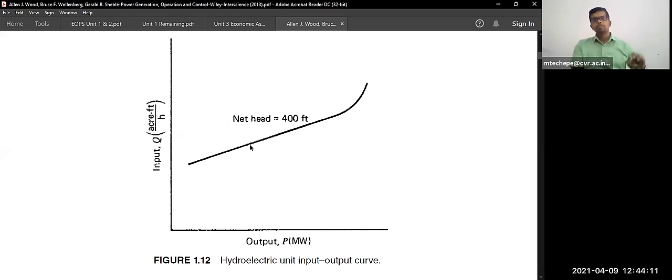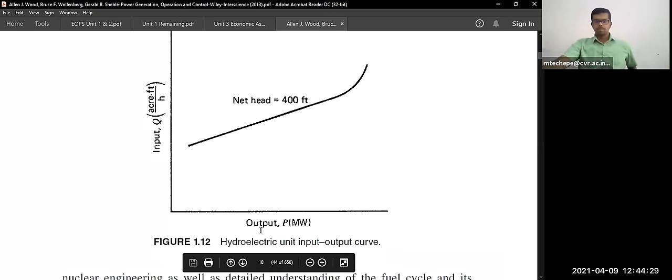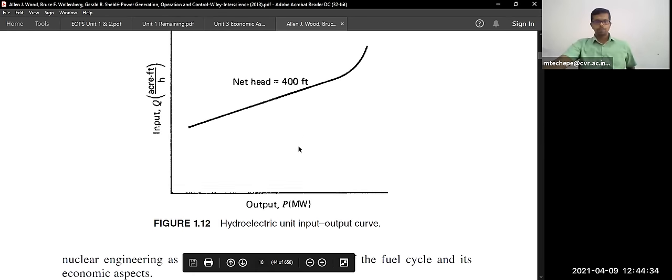It depends on the water capacity we are having, how many feet we are having, and how many acres we are having. So 150 feet and this much acre, that much power generation it might be for our Indian system. This is the hydroelectric unit input-output.